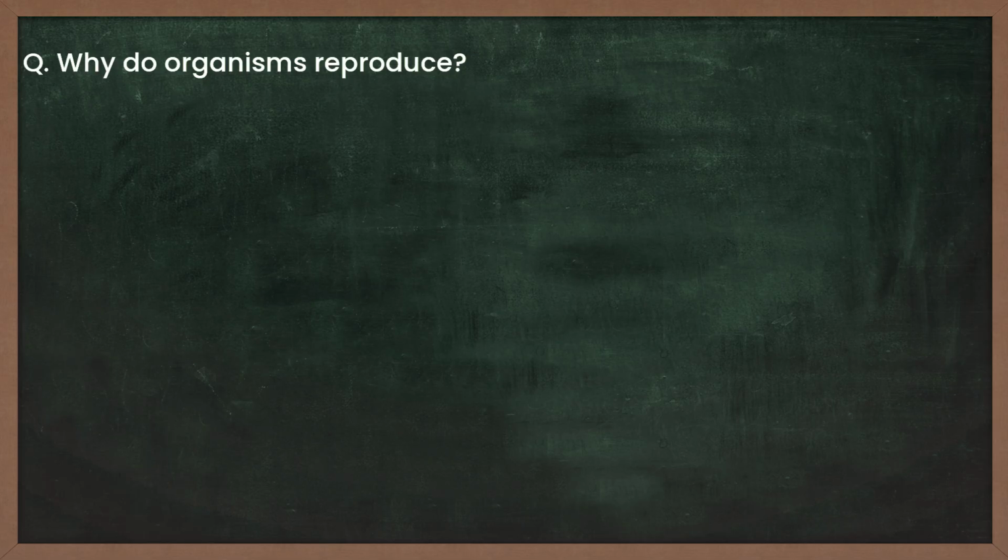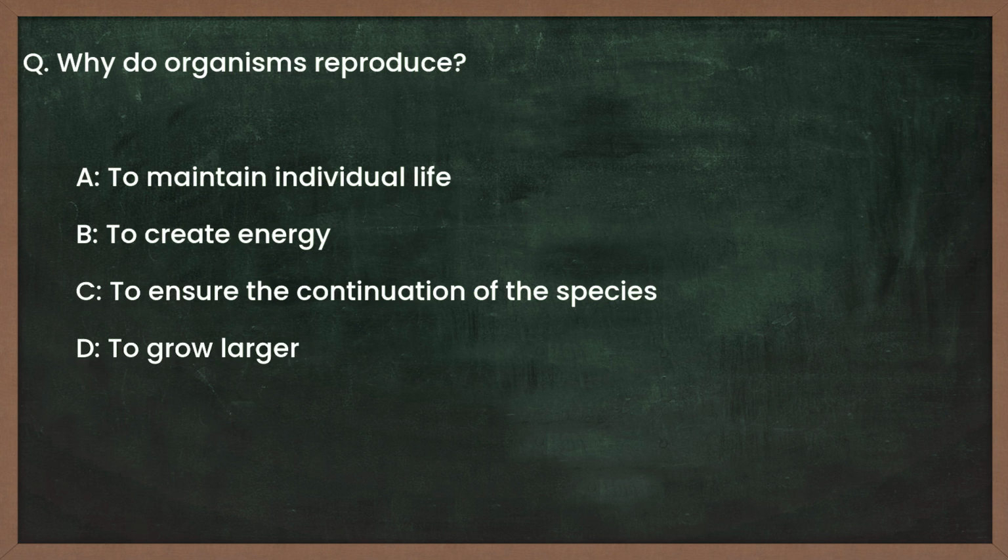Question: why do organisms reproduce? Option A. To maintain individual life. Option B. To create energy. Option C. To ensure the continuation of the species. Option D. To grow larger. You have 5 seconds to answer the question.